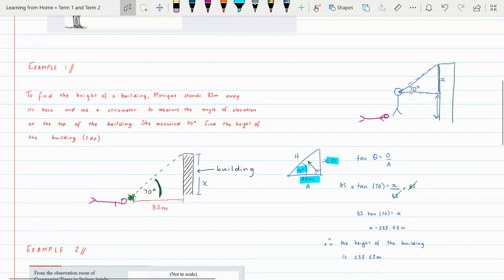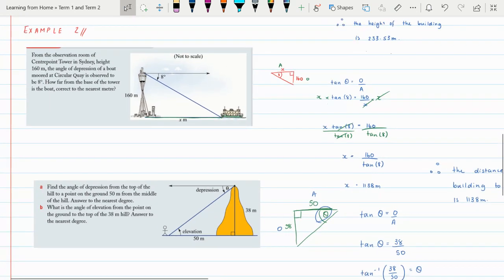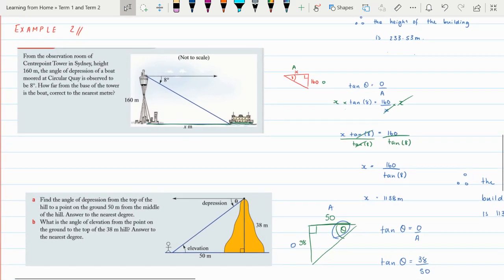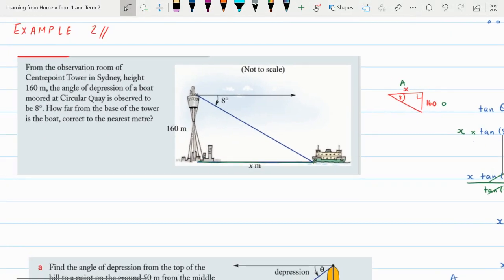All right, example 2. Have a read of example 2. Just pause.